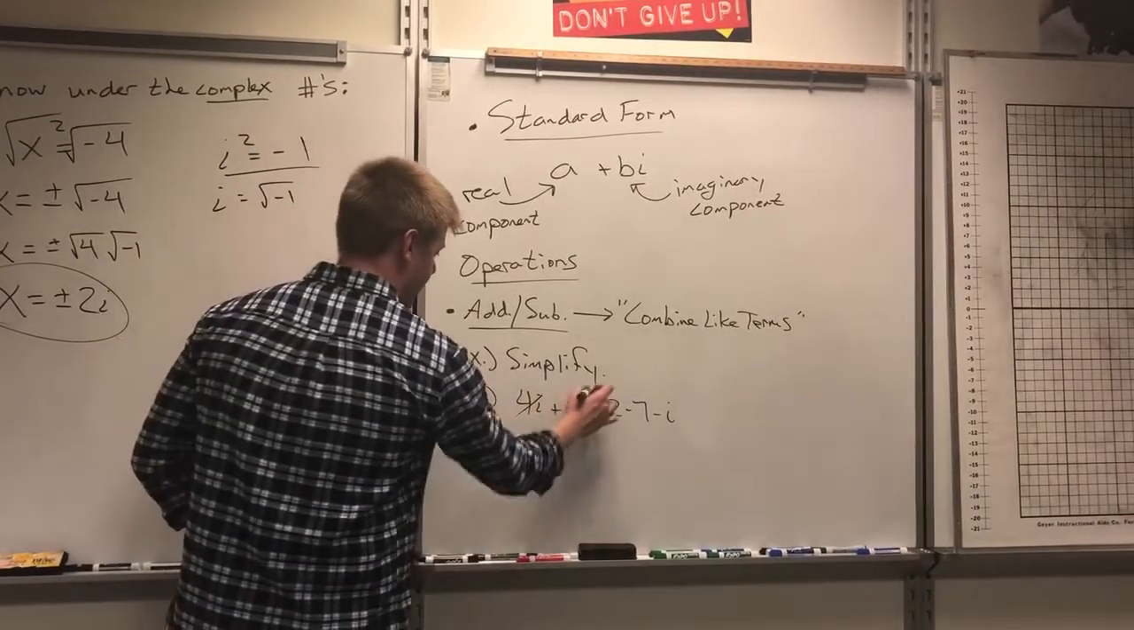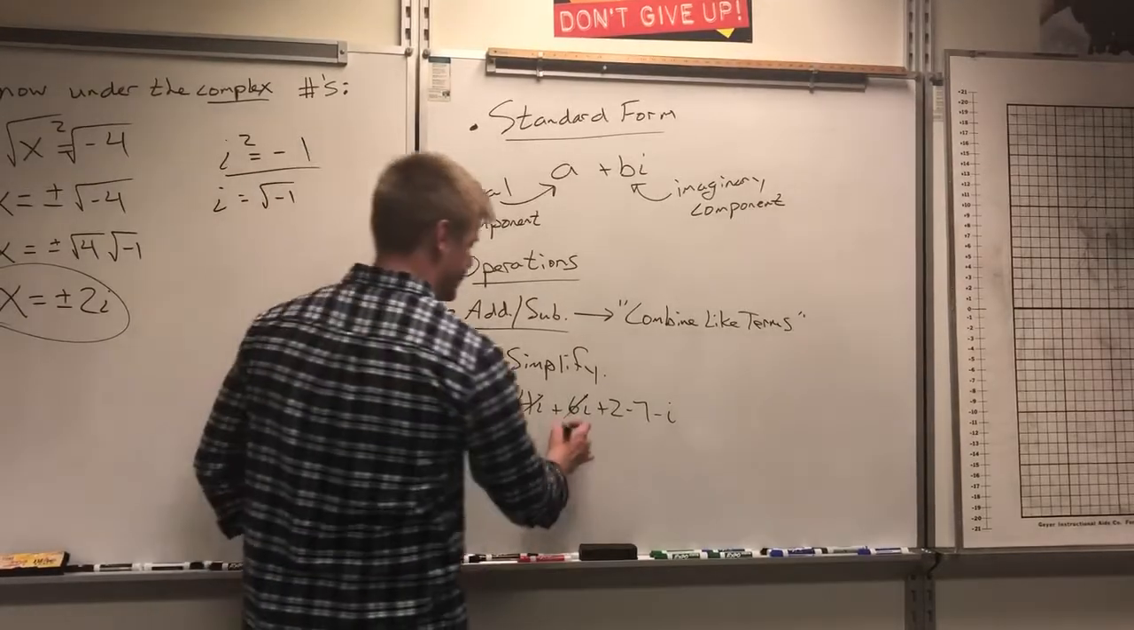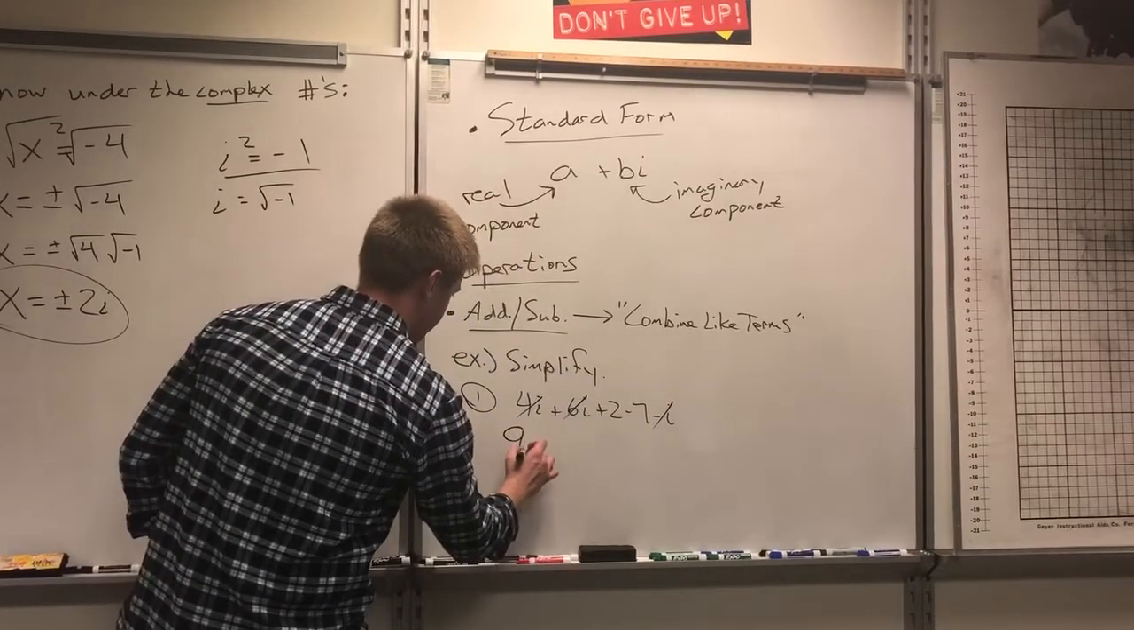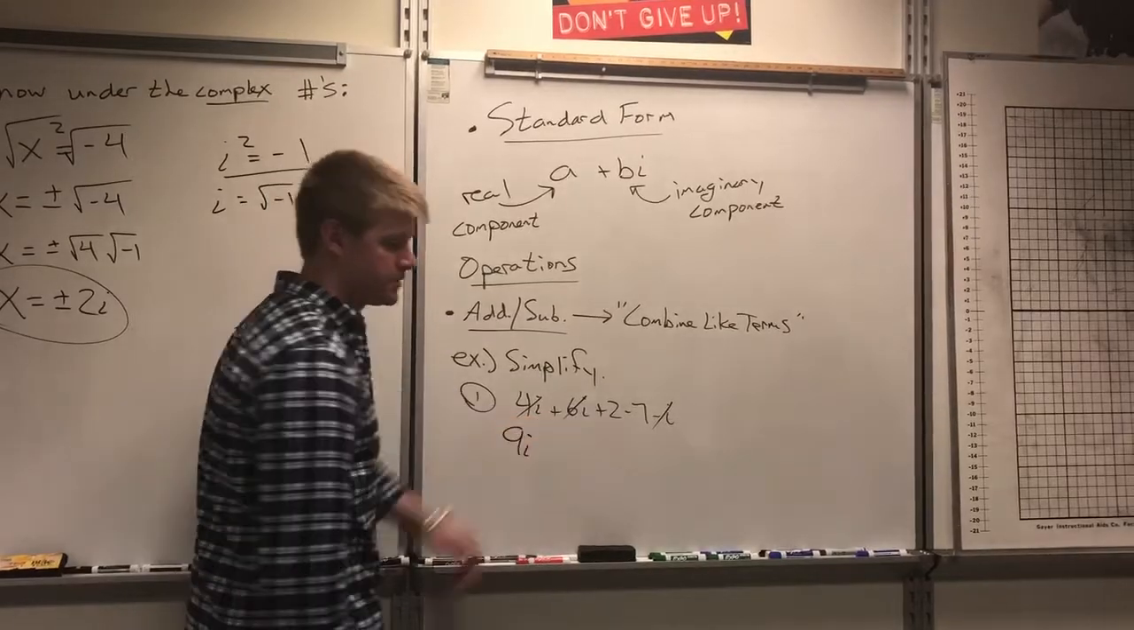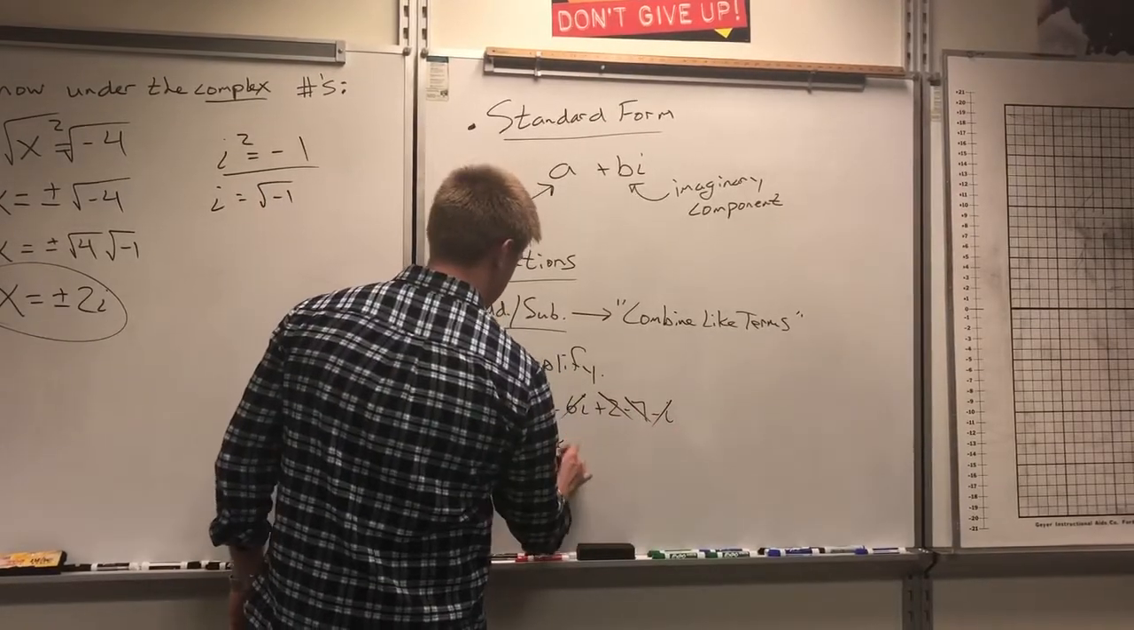So I can add 4i and 6i to be 10i. 10i minus i would be 9i. Next, I see two real numbers. 2 minus 7 is negative 5.